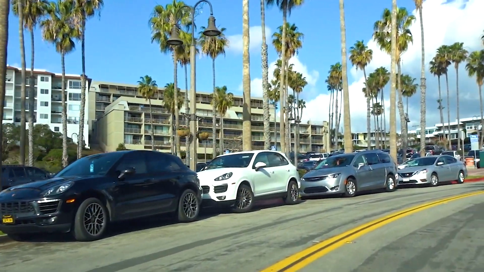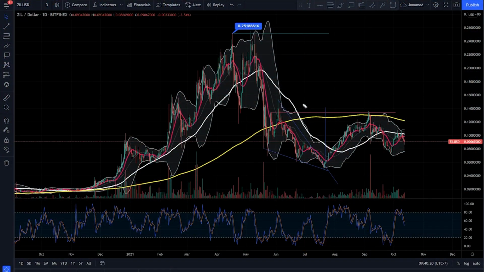Let's take a look at Zilliqa. This is the daily chart for Zilliqa, and the data is to 9:30 a.m. Pacific Standard Time on October the 12th. Zilliqa broke out of consolidation near the end of last year, ran from about 2 cents all the way to 25 cents, retraced, bounced back up and retested this prior high at 25 cents again, but got rejected. So that was the problem.